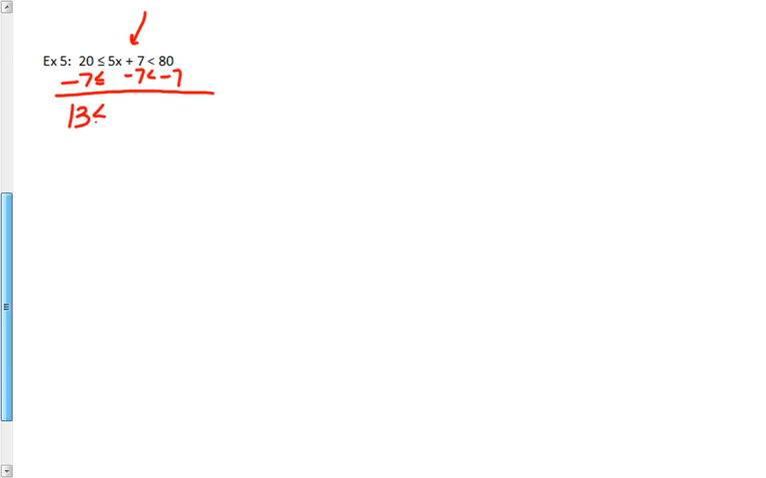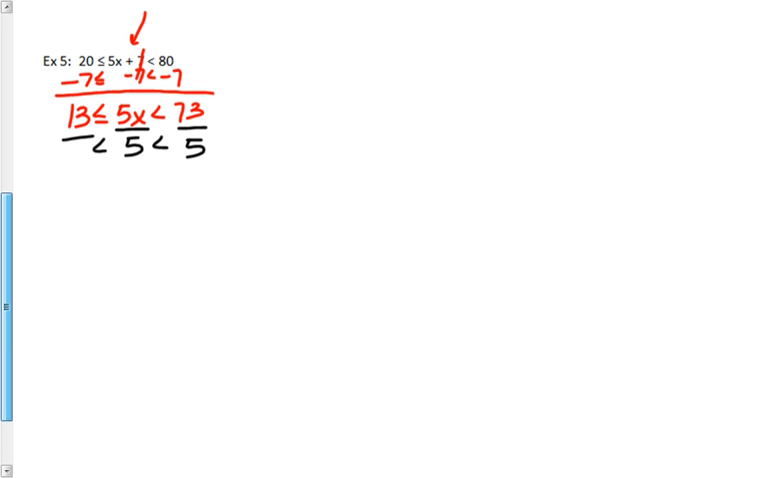Drop the inequality sign down. 5x is going to drop down. 7s would cancel out. Inequality sign drops down. 80 take away 7 is going to be 73. Get x alone. In order to get x alone, you're going to divide it by 5. Drop my inequality signs down.